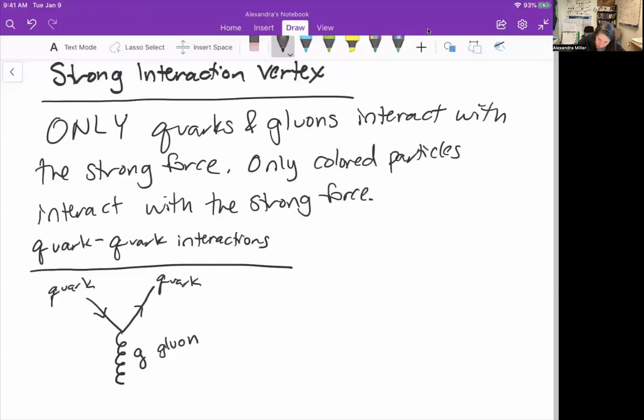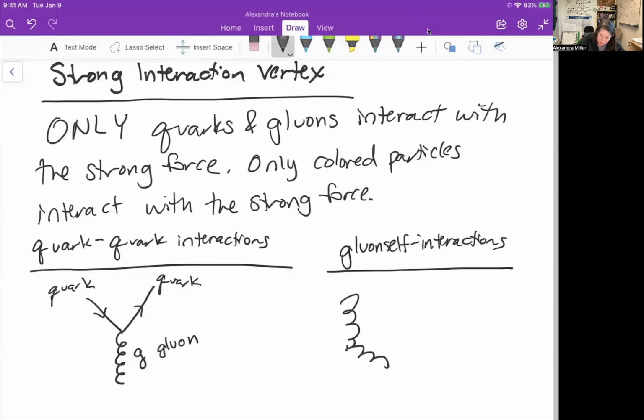We also have gluon self-interactions. So we actually can also have vertices that look like this, where these are three gluons interacting with themselves. And actually, so far, all of our fundamental vertices, you'll notice it's three lines coming together. You should never draw an electromagnetic vertex where somehow there are four lines coming together. It's always three, a photon and then two charged particles. Same with the quark-quark interaction, it's three lines coming together, two quarks and a gluon.